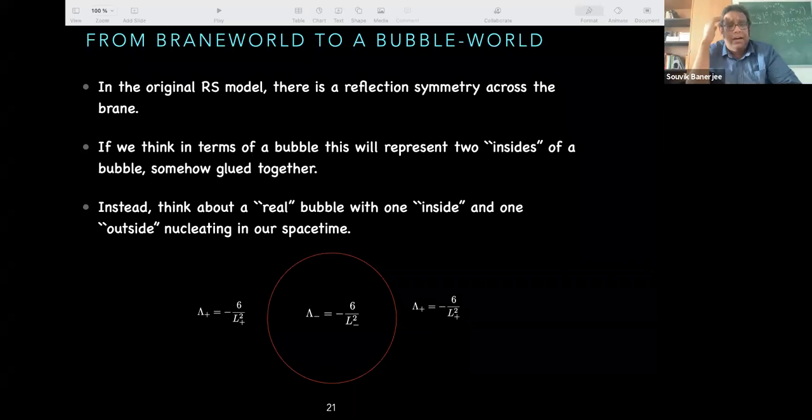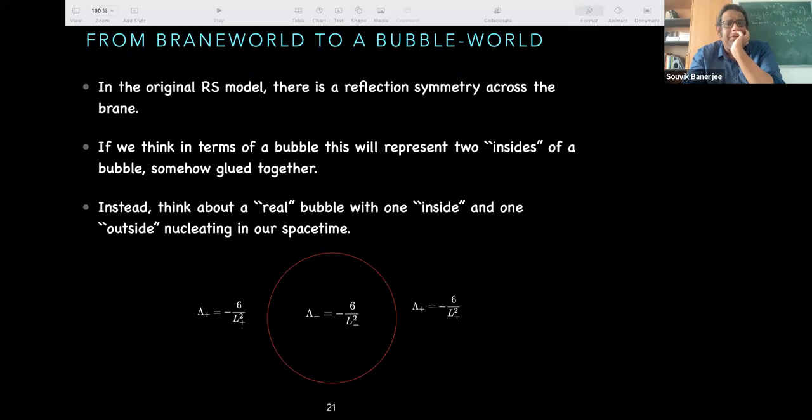So in the original RS model, we saw that there was a reflection symmetry, a Z2 orbifold across this brane. Now, if we think in terms of a bubble, this will represent two insides of the bubble somehow glued together, because the radial distance has the same behavior on both sides. It increases or decreases on both sides.